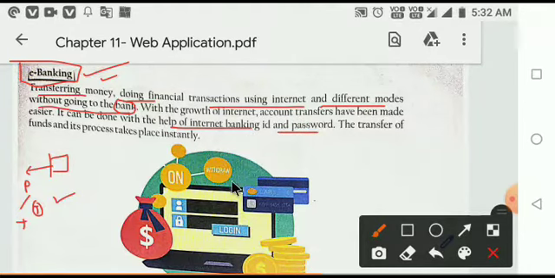Internet banking is allowed, you have to create a password, and you don't visit the bank. You have to visit the bank's website, enter the login ID and password fields and log in, and make the transactions very easily.